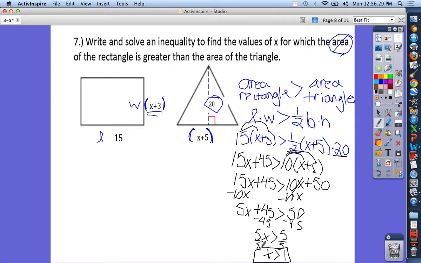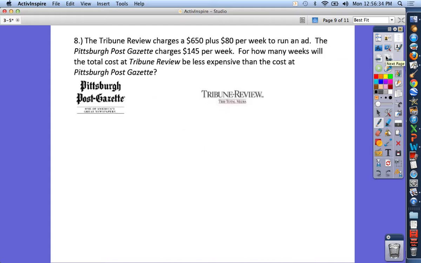Pretty interesting there. Now you guys have heard about the Post-Gazette and the Tribune-Review. The Tribune-Review charges $650 plus $80 per week to run an ad. The Pittsburgh Post-Gazette charges $145 per week. For how many weeks will the total cost of the Trib be less expensive than the cost of the Post-Gazette? So what are we looking for? I want to know when the Trib is going to be less expensive than the Pittsburgh Post-Gazette.